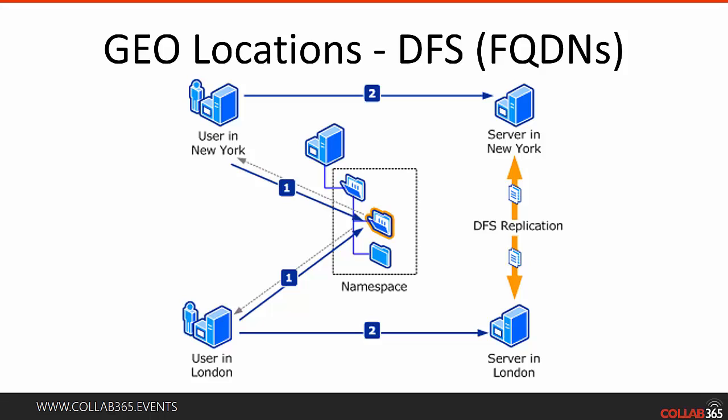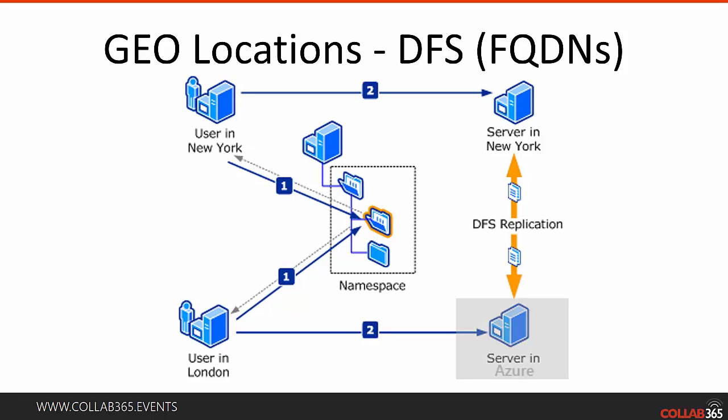Now, let's bring cloud to the picture. With the cloud enable architecture, it's very simple. Let's move our London server to the cloud. If we've done everything right and a proper DNS structure is in place, users in London will connect to DFS server in Azure without even feeling the differences. Of course, if in London's office we have a required bandwidth.